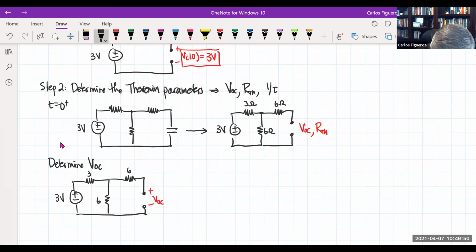I can see here that VOC is the same as, note that this 6 ohm resistor is dead. So this VOC has to be the voltage across the 6 ohm. Therefore, using VDR, VDR tells me that this has to be 6 over 6 plus 3 times 3 volts. So therefore, I'm going to get 2 volts. And this is going to be my VOC. So I got one of them.